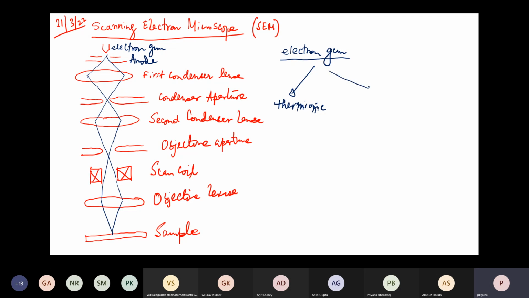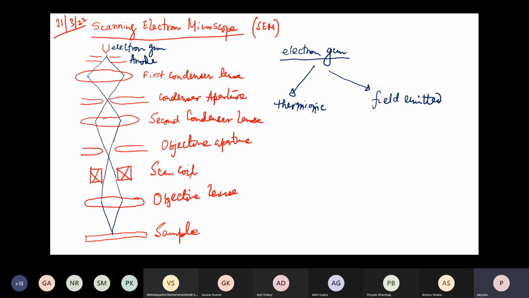There is another method known as field emission. It will also produce a stream of monochromatic electrons. The field emission technique is nowadays used in more and more SEMs compared to thermionic emission, because it is found that if we use field emitted electrons, then the gun's lifetime will increase.